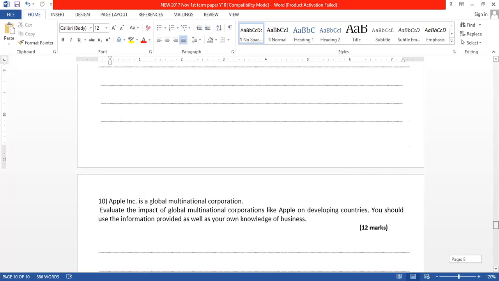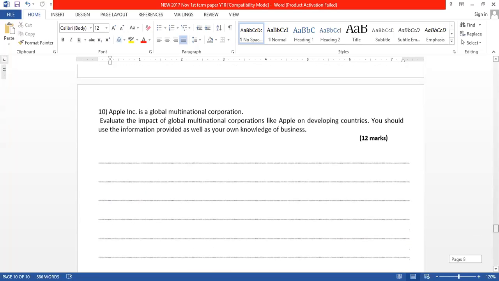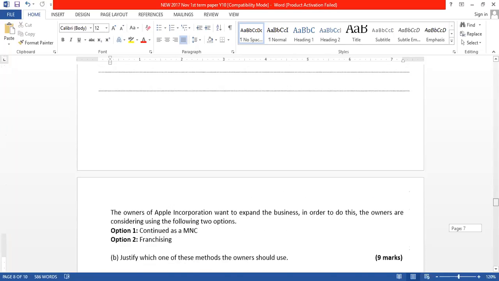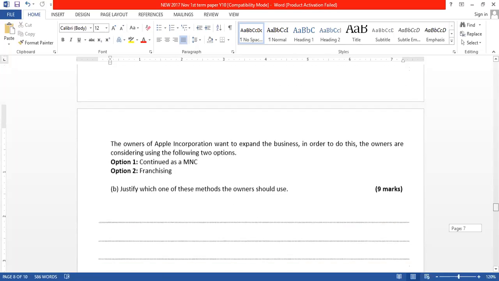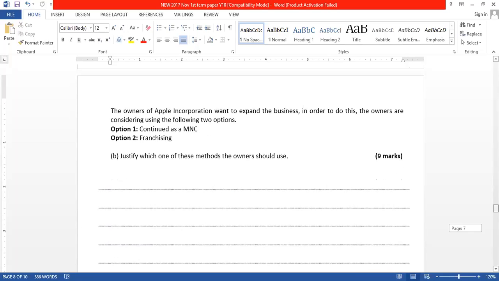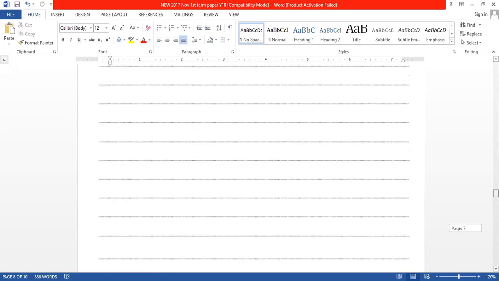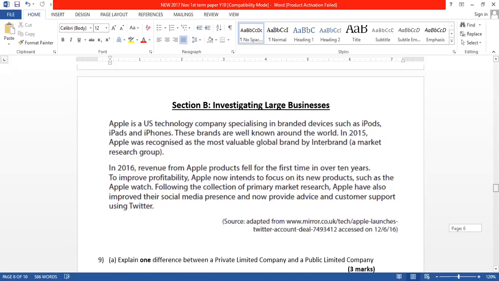So in your paper, you have a 12 marker question and a 9 marker question. 2 case studies like this, small business and large business questions are there. So today in my lesson, I explained how to write a 9 marker question and how to write a 12 marker question. The case study we discussed is the Apple large business case study, Apple, a US technology company.